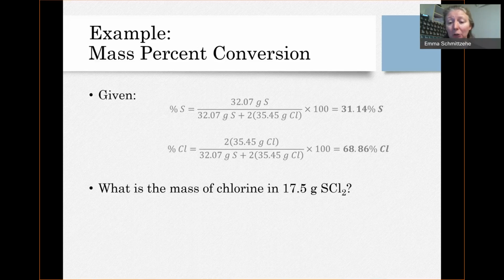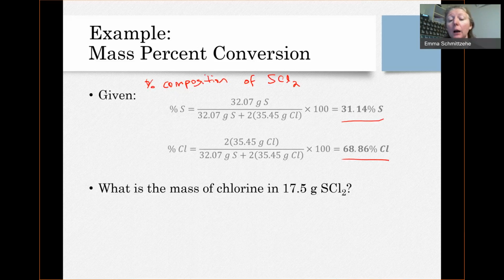So first I give you the percent composition of, which I should have listed here. I guess I left that off. This is the percent composition of SCl2. Okay, and so I even show you how it's calculated. But I'm telling you that it's 31.14% sulfur and it's 68.86% chlorine. Okay, so that means any sample of sulfur dichloride contains those proportions of sulfur and chlorine by mass.